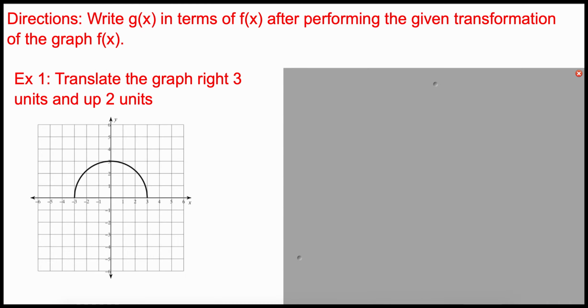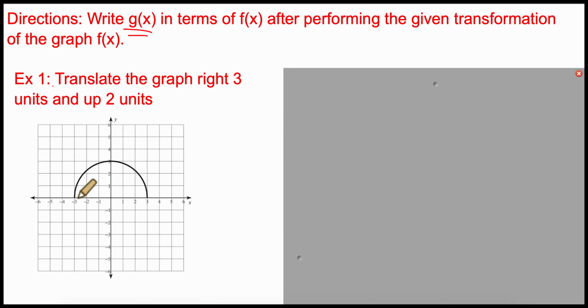All right, here we go. So let's try some. We're going to write g of x, and g of x is just another way of writing f of x. It's the same thing. It's going to be a y equals something, right? But g of x lets us know now that we have a new function. So we're going to write g of x in terms of f of x after we do a certain transformation. And that transformation here is we're going to translate the graph right 3 units and up 2.